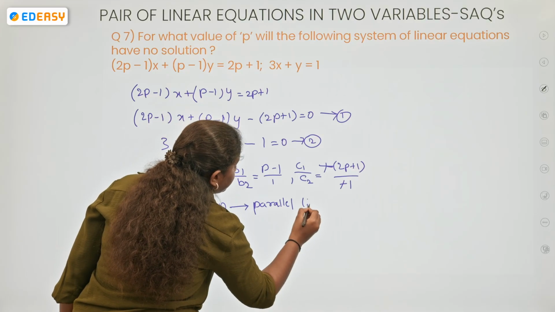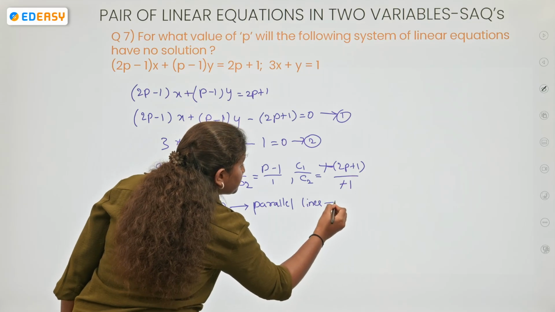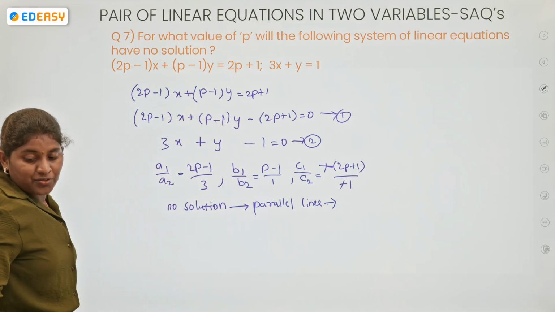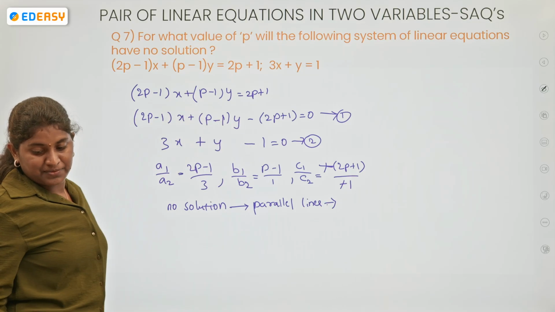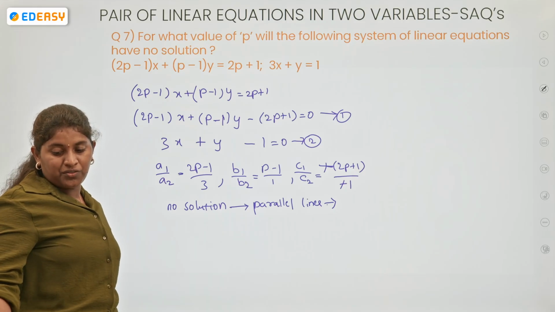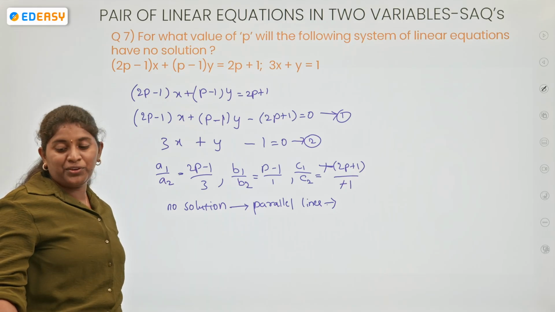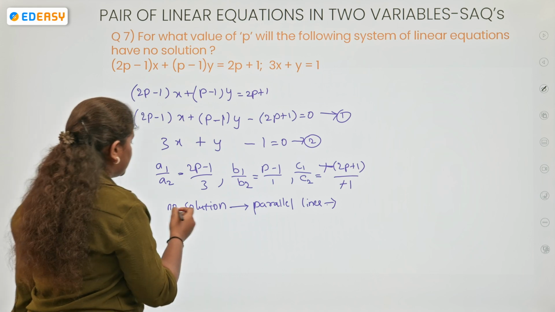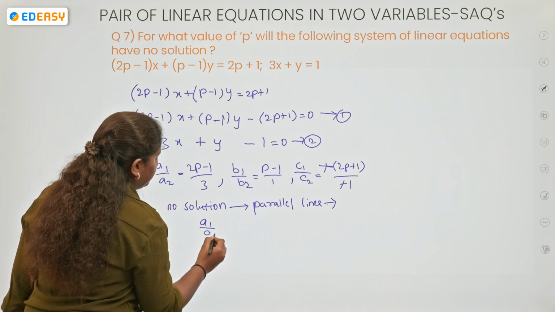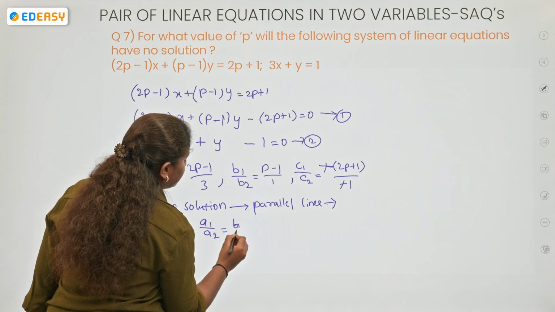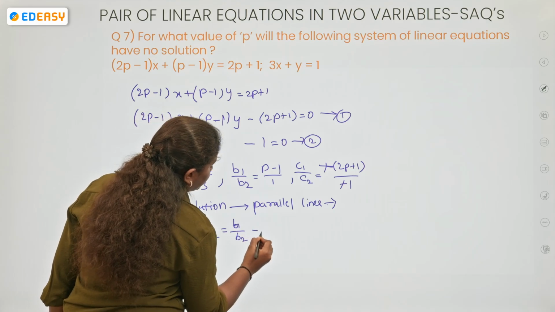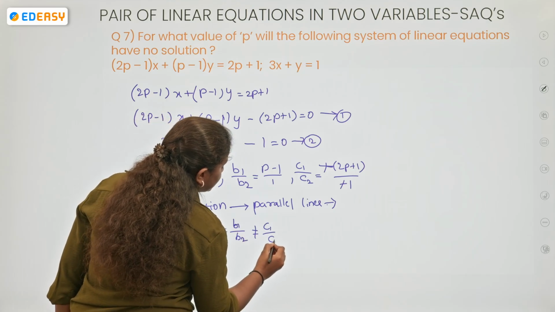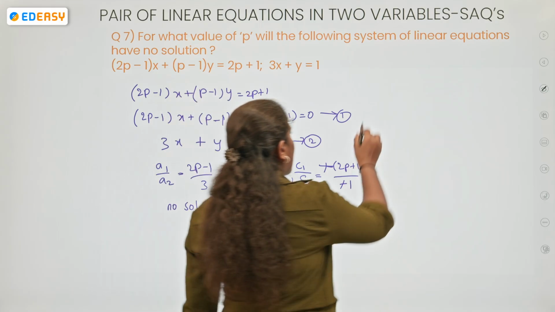right? And for parallel lines, what is the relation between the coefficients? Yes. A1 by A2 equals B1 by B2, but not equals C1 by C2, right? So, A1 by A2 equals B1 by B2, but not equals C1 by C2. Okay, now let's simplify them.